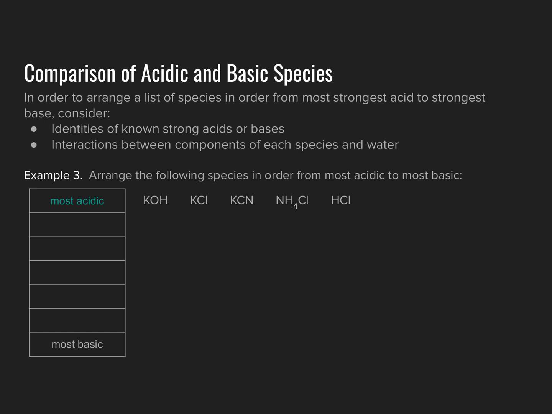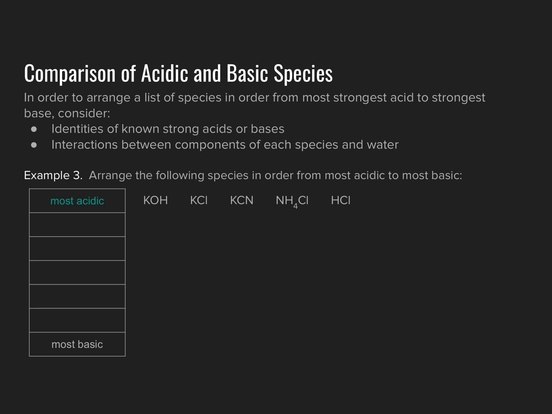All right, for our last example for this particular lecture, we are going to be looking at a type of question the AP test likes to ask you in order to compare the acidity or basicity of a number of different chemical species. So what they're essentially going to ask you to do here is to list in order a number of different species from either most acidic to most basic or most basic to most acidic.